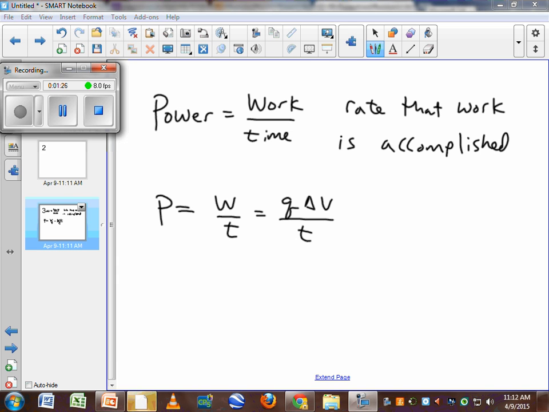And if you notice, Q over t, we've learned that equals current. So we now have this equation, power equals I delta V. You'll also quite commonly see power equals I times V instead of delta V.